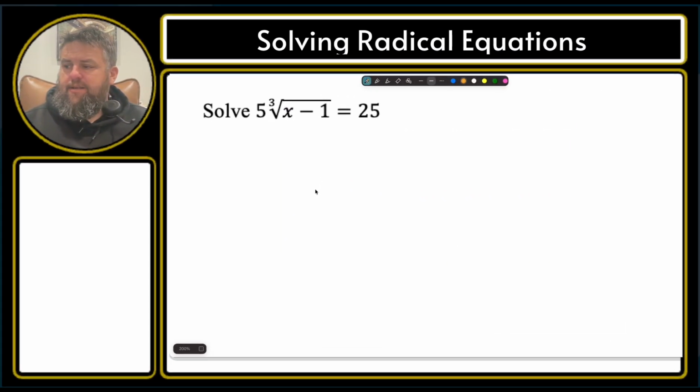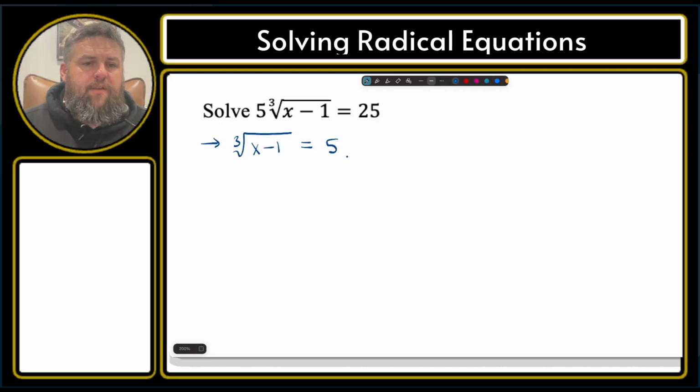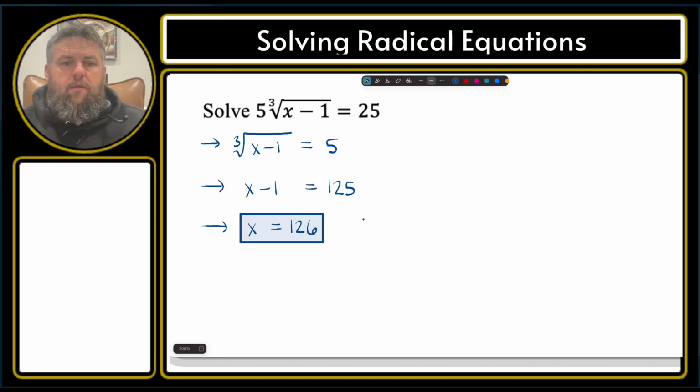Okay, in this next example, we have 5 times the cube root of x minus 1 equals 25. So the process for cube roots is identical to square roots, but instead of squaring, we're going to cube both sides. So the first step I'm going to do is divide both sides by 5. I am then going to take the cube of both sides. In order to undo the cube root, I have to cube it. Finally, I'm going to add 1 to both sides, with the solution of x equals 126.